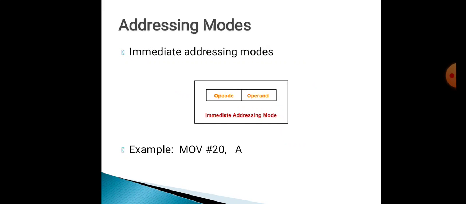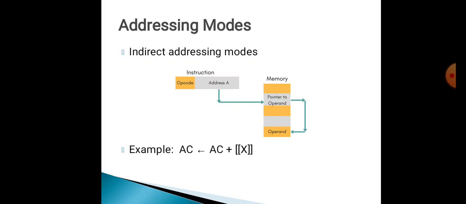Next, immediate addressing mode. In this addressing mode, the operand is specified in the instruction explicitly. Instead of an address field, an operand field is present that contains the operand. Example, move #20, A. This instruction copies the operand 20 into register A. The hash sign in front of the value of an operand is used to indicate that the value is an immediate operand.